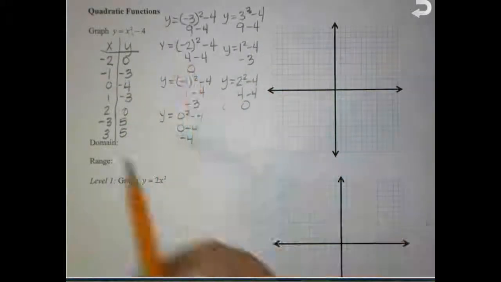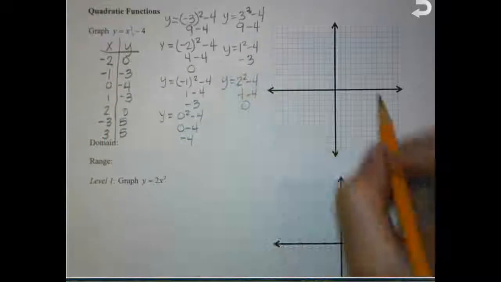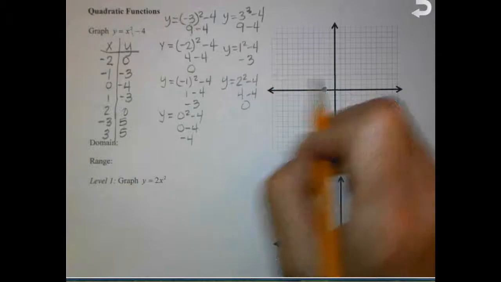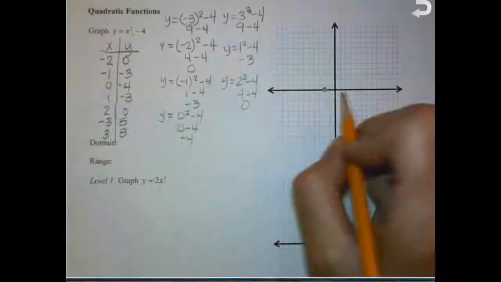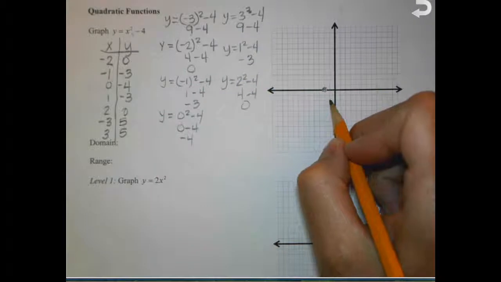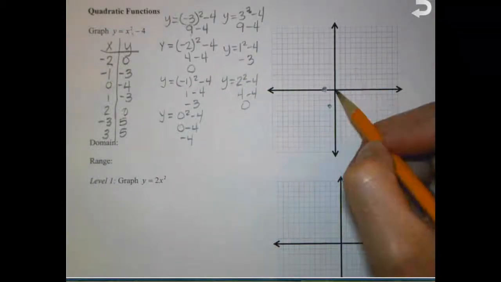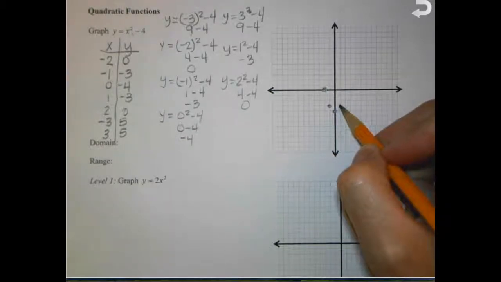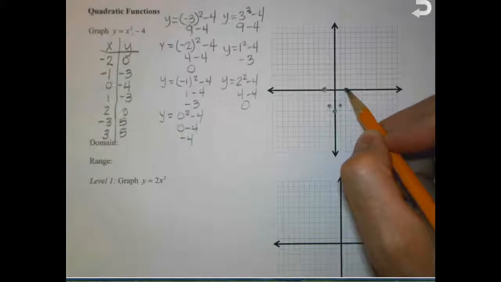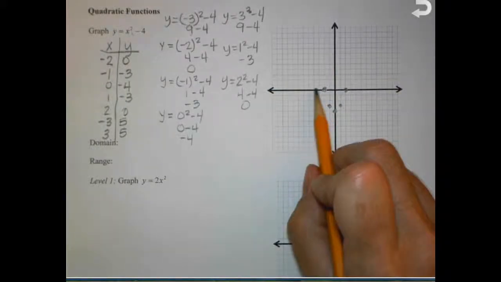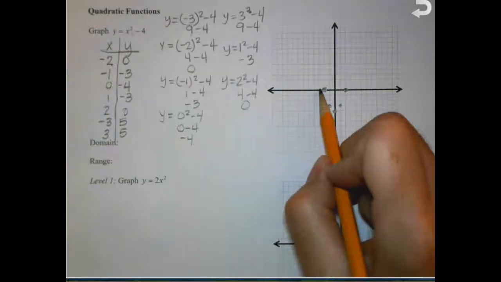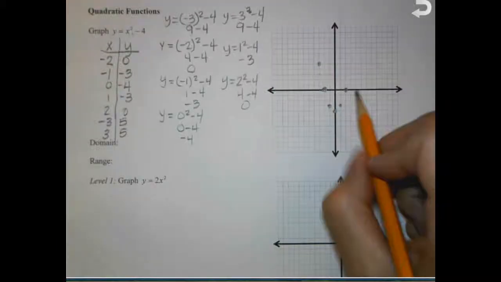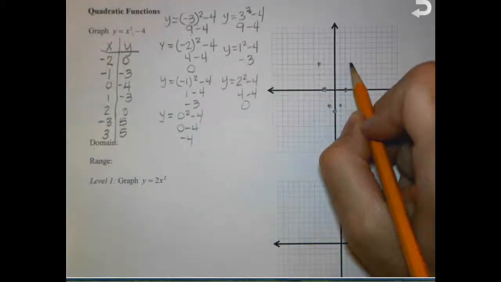Okay, let's graph. So I have negative 2, 0. Negative 2 comes first in the x direction, 0 in the y direction. Then I have negative 1, negative 3. So negative 1, 2, 3. And then I have 0, negative 4. 1, negative 3. 2, 0. And now I have my negative 3 and positive 5. And positive 3, positive 5 also.